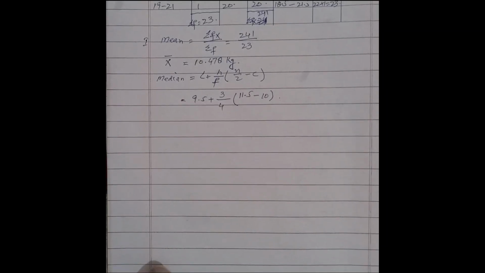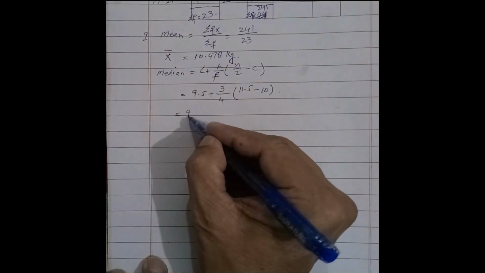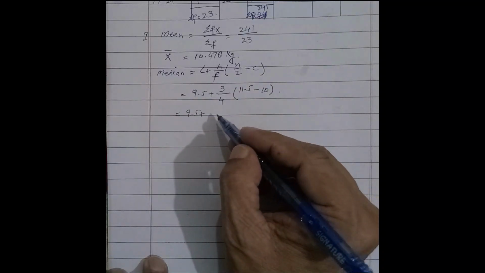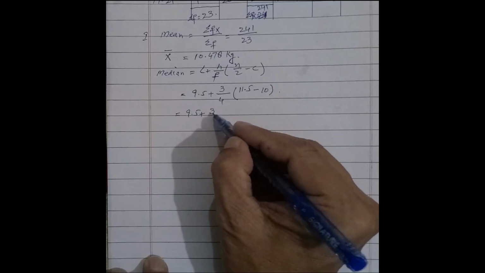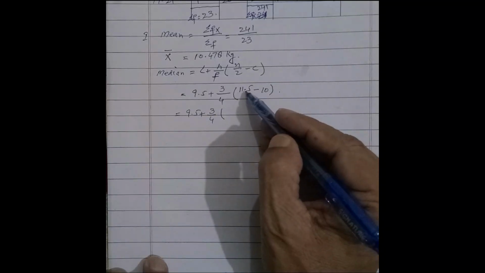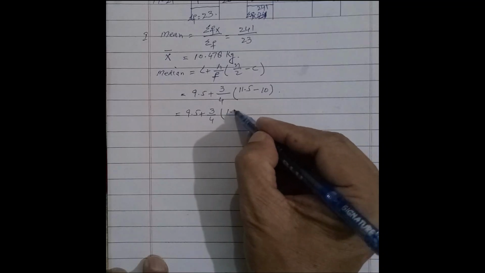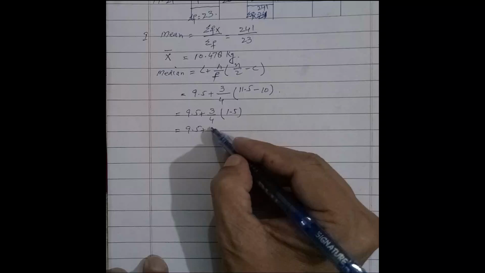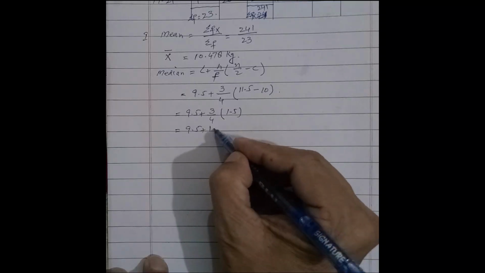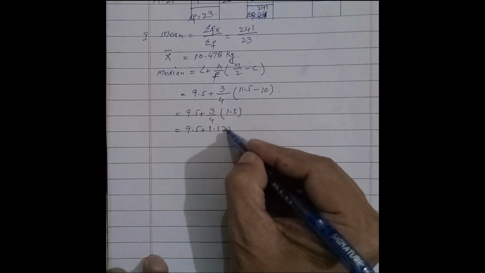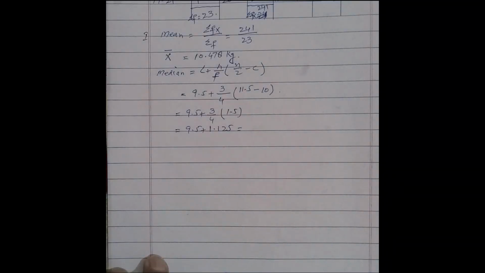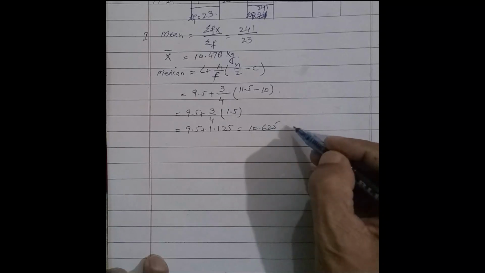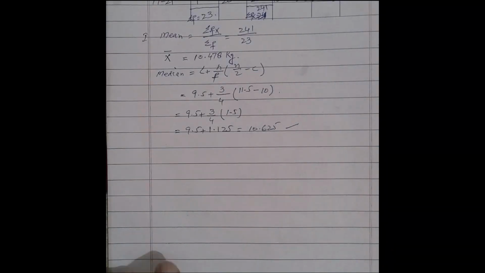Simplify these values. 9.5 plus 3 over 4 into 11.5 minus 10, we get 1.5, and simplify it, 9.5 plus 1.125, and the answer is 10.625, which is the median.